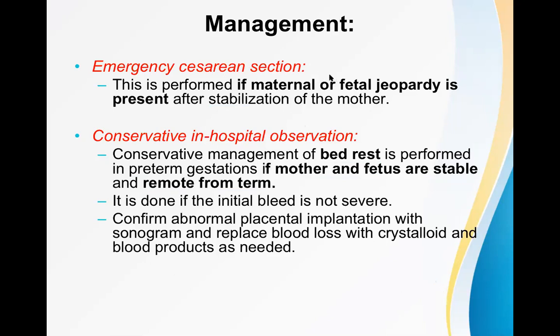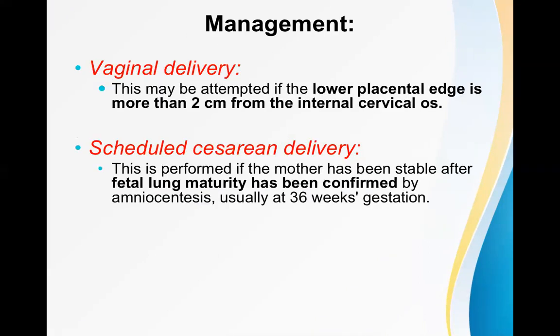Let's move on now. One of the modalities of delivery is vaginal delivery. This may be attempted if the lower placental edge is more than 2 centimeters from the internal cervical os. You can try for vaginal delivery because the placental edge is still a bit far away from the internal os of the cervix, and there is less chance of damage or rupture of the placenta.